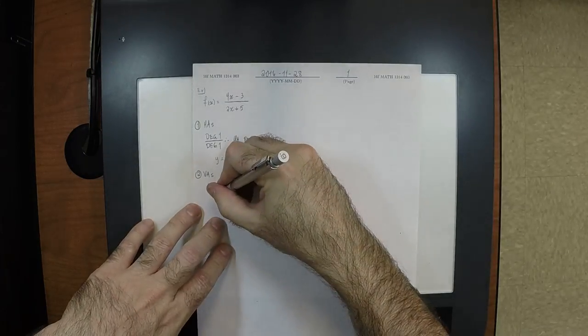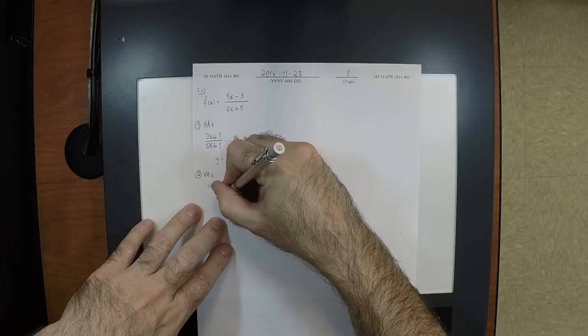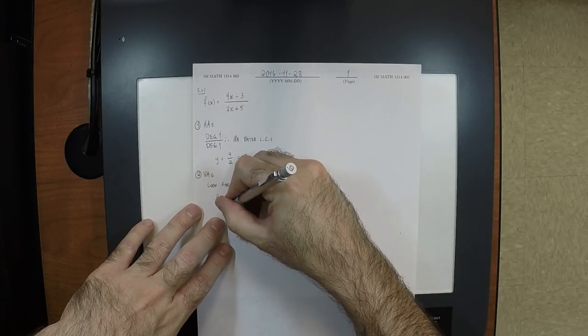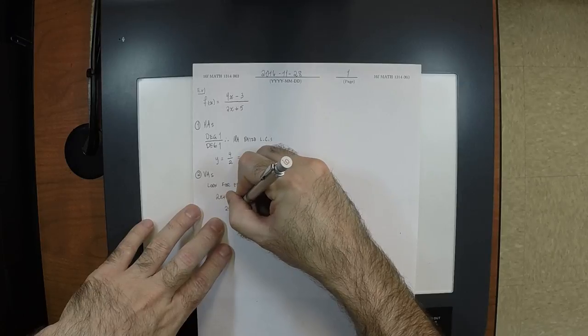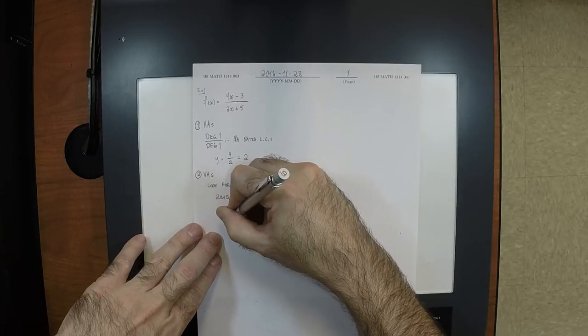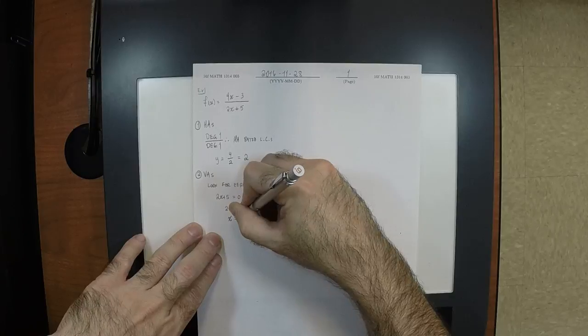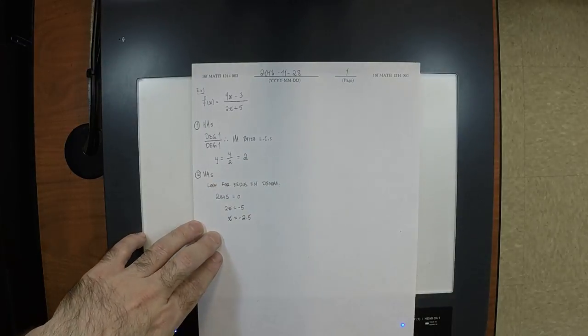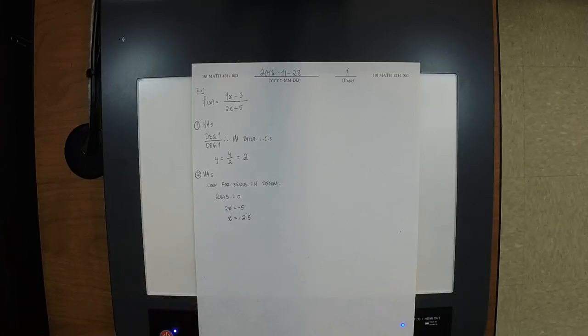Okay, so we want to solve 2x plus 5 is 0. Well, 2x is negative 5, so x is negative 2.5. Okay, now, it is not true that every zero in a denominator is a vertical asymptote. That's not true.